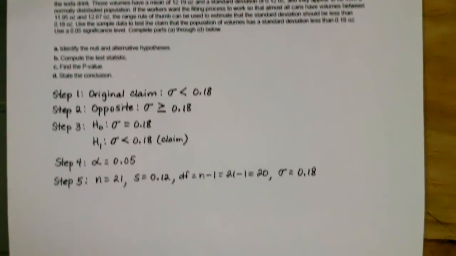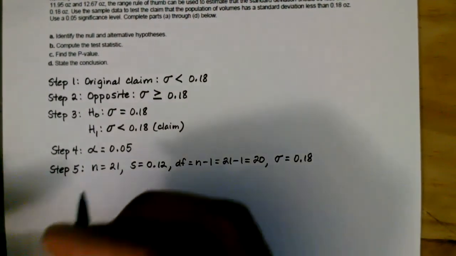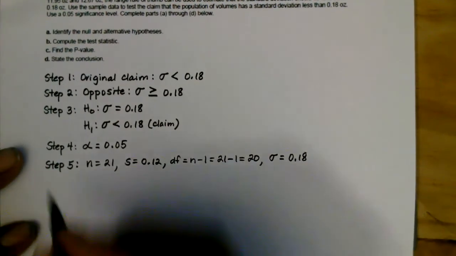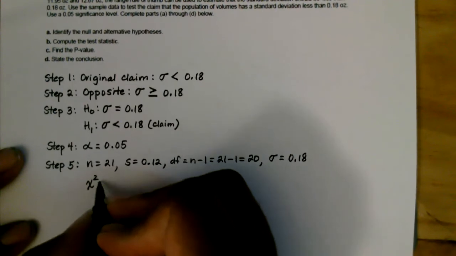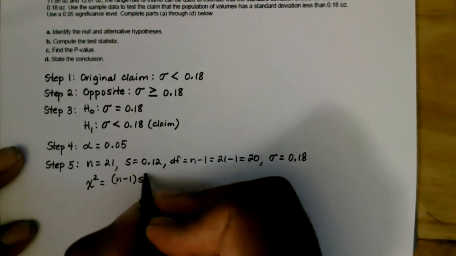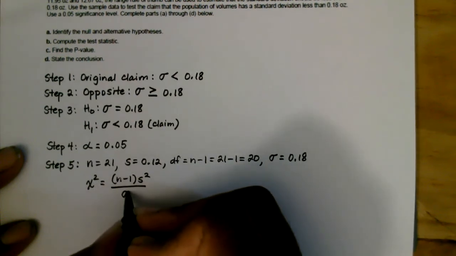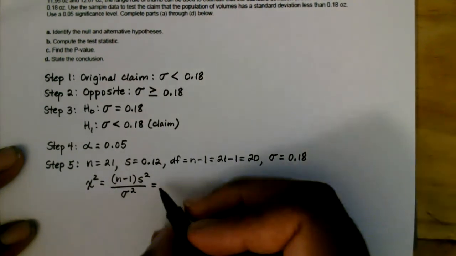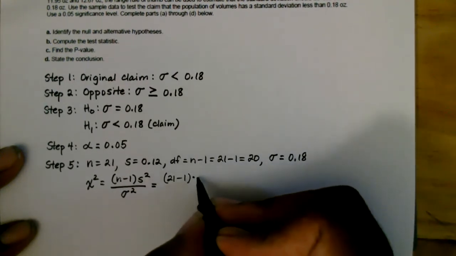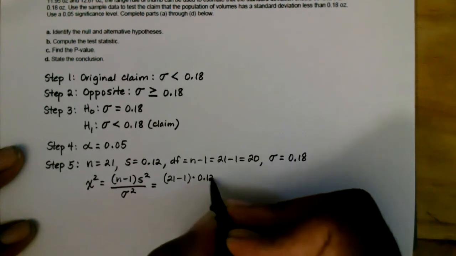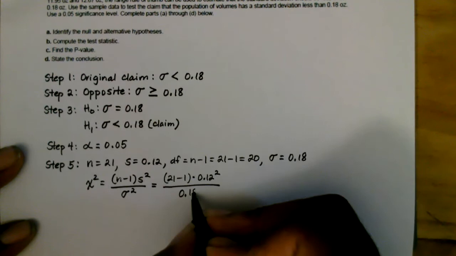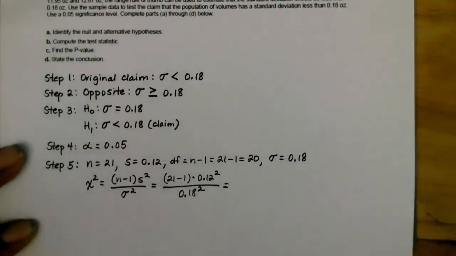Now let's calculate the chi-square test statistic. All right, so in this case, chi-square is this. N minus 1 times S squared divided by sigma squared. N is 21, so 21 minus 1 times S, which is 0.12, that's going to be squared, divided by sigma, that's 0.18. That too is going to be squared.